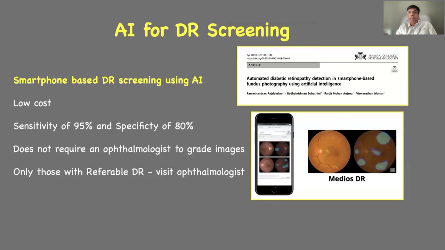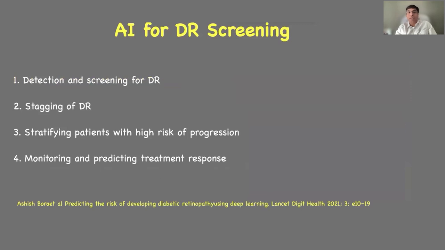So the AI can triage patients for the ophthalmologist, identifying which need ophthalmologist attention. So that helps reduce the load on the ophthalmology clinic. So AI can not only help in detection and screening of diabetic retinopathy, but nowadays AI can provide you with staging of diabetic retinopathy. This helps in stratifying patients at high risk, as Dr. Manisha was again mentioning in our presentation, that we need not screen all the patients that regularly. We can modify our screening, or personalize it, based on the risk stratification.